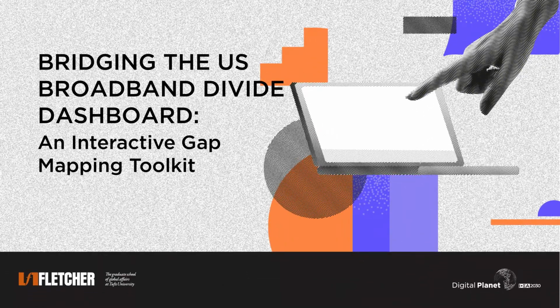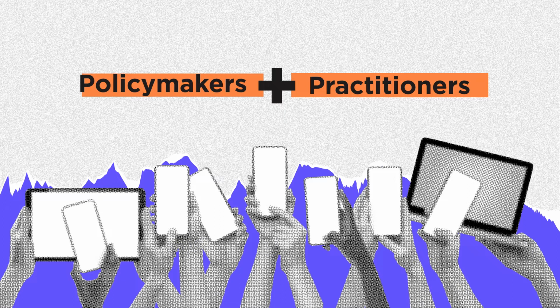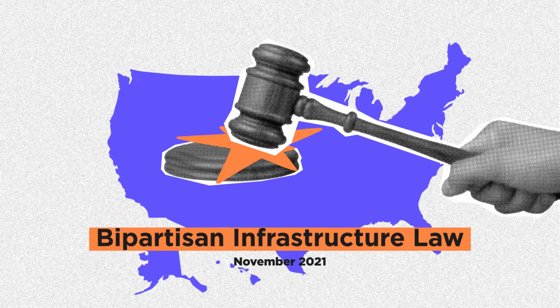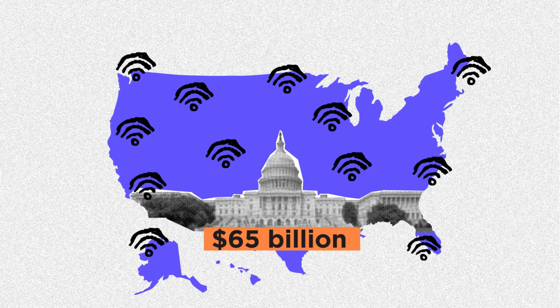Bridging the US Broadband Divide Dashboard is an interactive tool aimed at helping policymakers and practitioners understand the nature of the digital divide in communities across the United States. With the passing of the Bipartisan Infrastructure Law in November 2021, the US government earmarked $65 billion for broadband internet, the largest outlay for broadband to date.